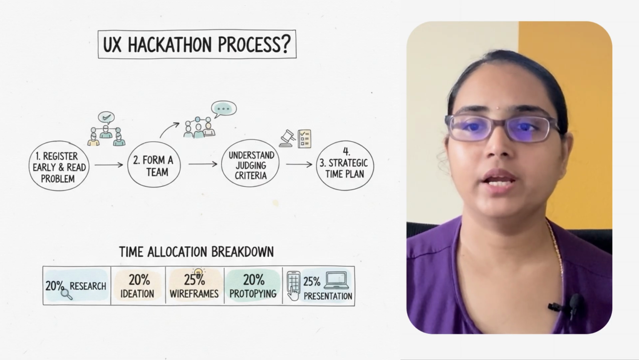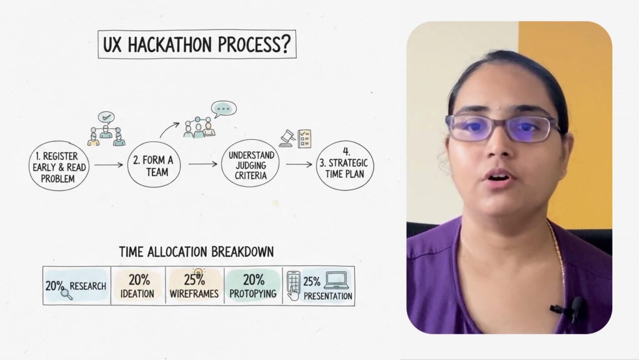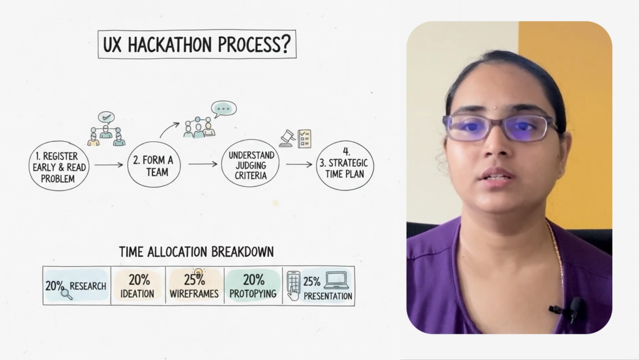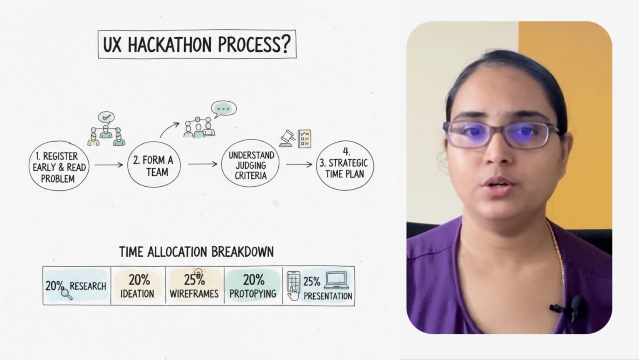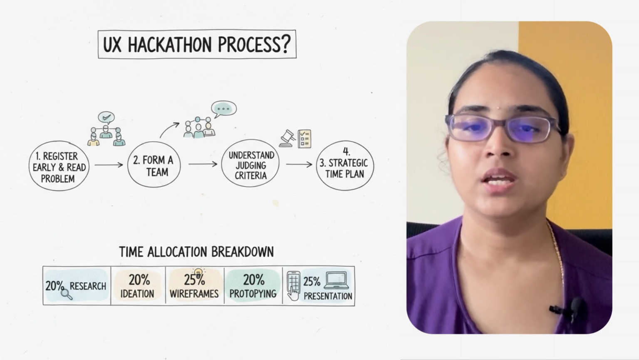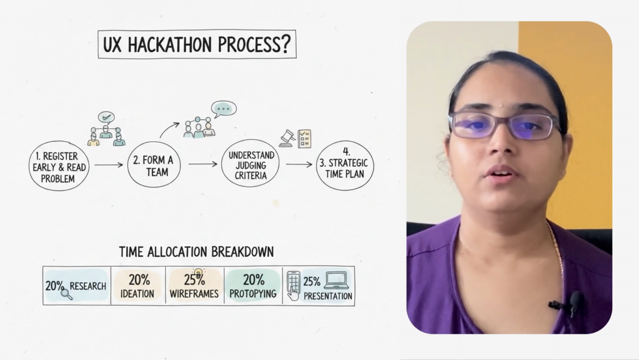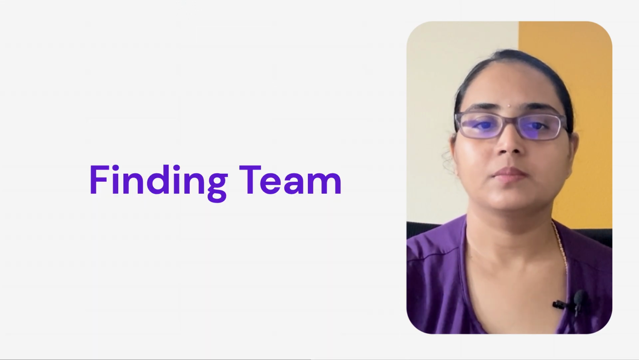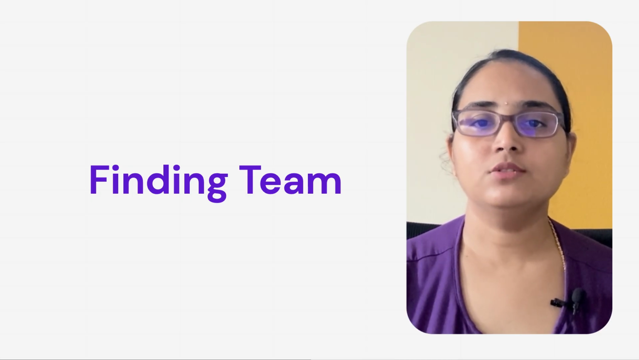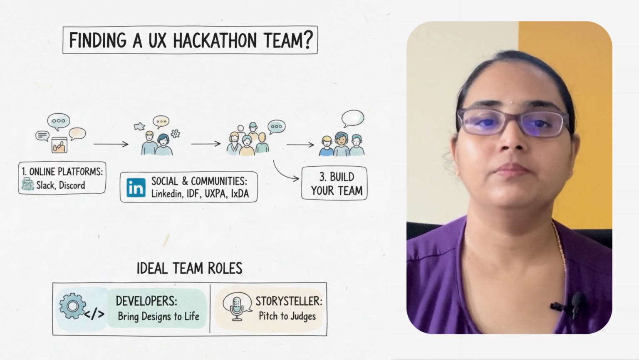A helpful breakdown is to allocate roughly 20% of your time to research, 20% to ideation, 25% to wireframes, 20% to prototyping, and 15% to preparing your presentation. This structure keeps you on track and ensures you have a polished deliverable by the deadline. If you are a solo designer looking for a team, then let's see how to find a team.